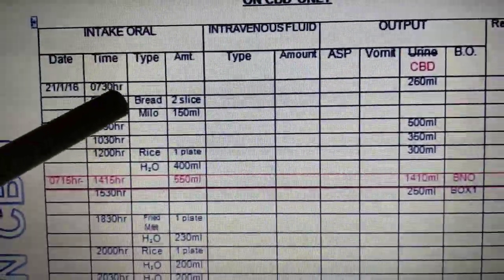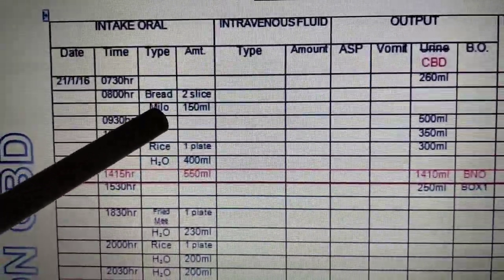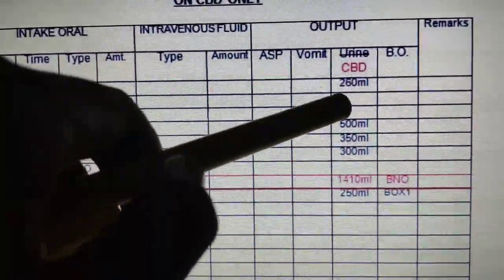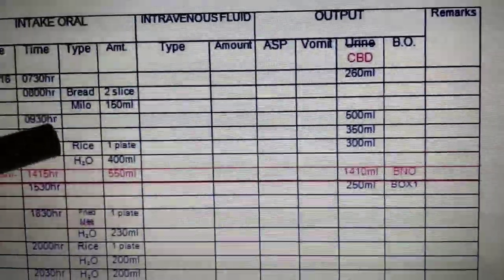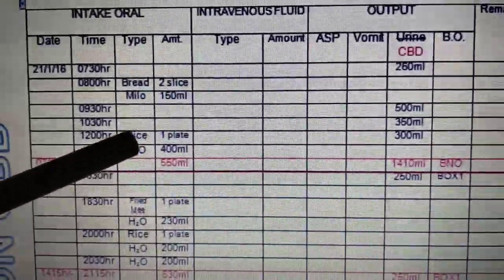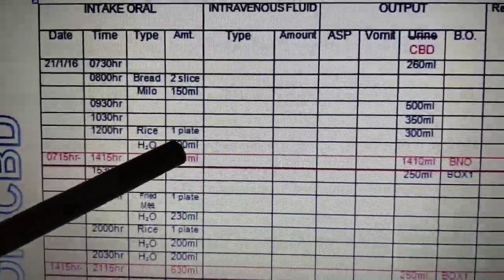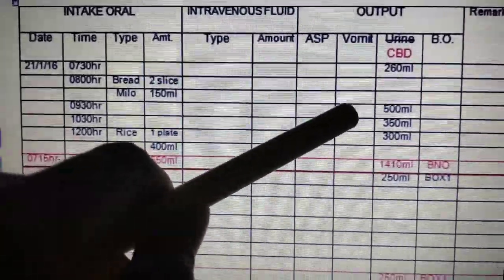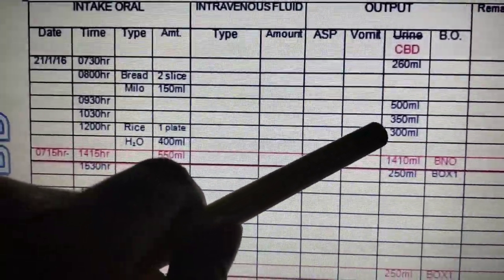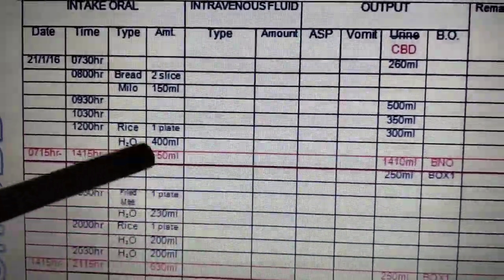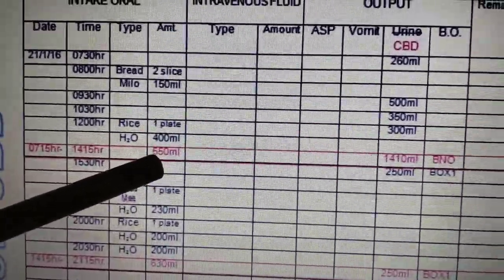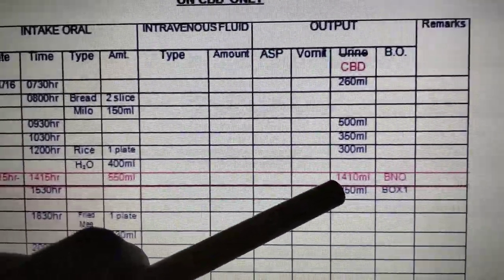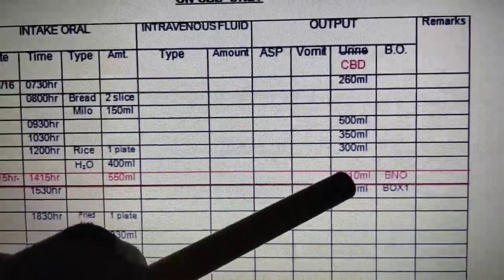The patient has taken bread, 2 slices, and milk, 150 ml. Okay, what is the output here? 260 ml. Then you see the patient takes rice, 1 plate, and water, 400 ml. Clear? And at 9:30 and 10:30 the patient passes 500 ml of urine. Again 350 ml of urine, 300 ml of urine. See, you just observe, intake is 550 ml. But you see the output here. How much? 1410 ml of output.